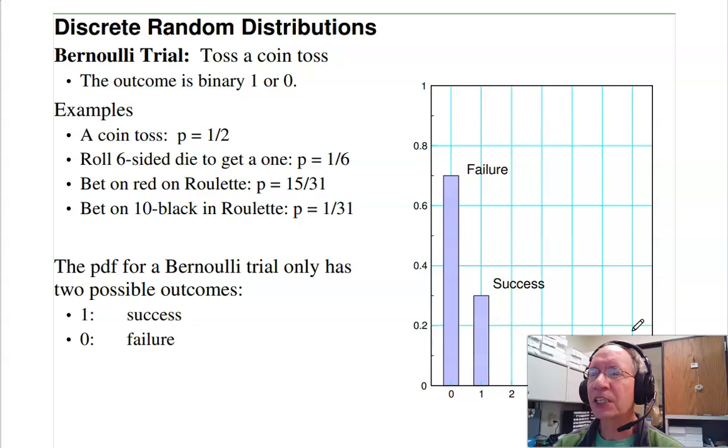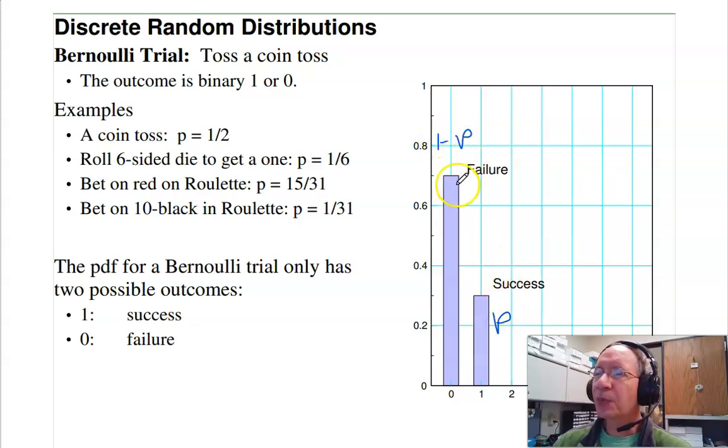I could roll a six-sided die. If I get a 1, that's a success, probability 1/6. A 0 is a failure, probability 5/6. If I go to Vegas, I could bet on red in roulette, probability 15/31. I could bet on 10 black in roulette, probability 1 in 31. So the PDF for a Bernoulli trial only has two outcomes, success or failure. This is p. This is 1 minus p.